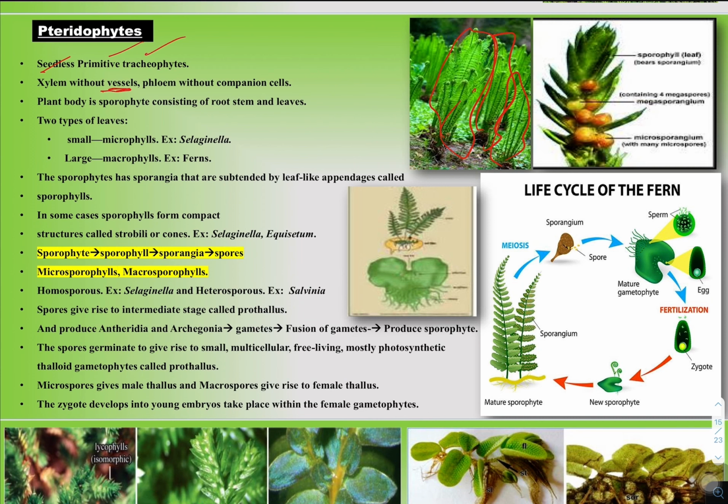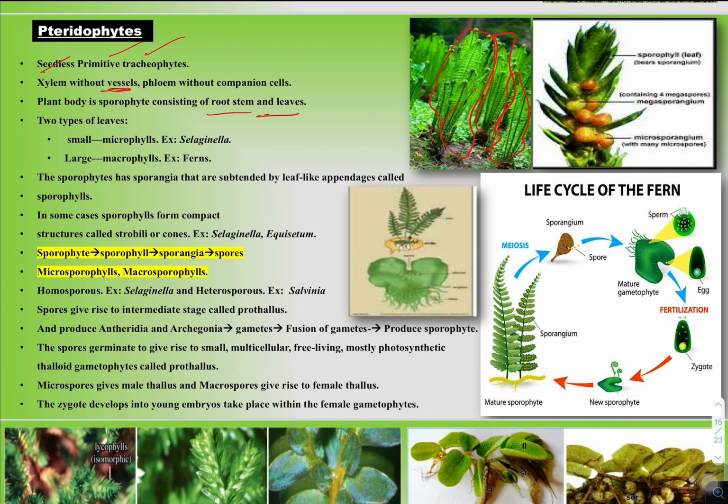The plant body is a sporophyte, consisting of root, stem, and leaves. They are the first land plants. Whereas bryophytes are half land and half water, they need moist, shady conditions. Here they are the first land plants. They have completely developed root, stem, and leaf.